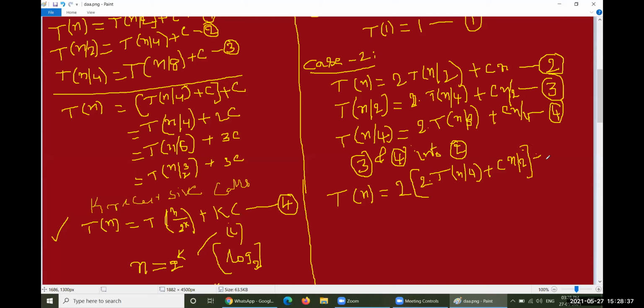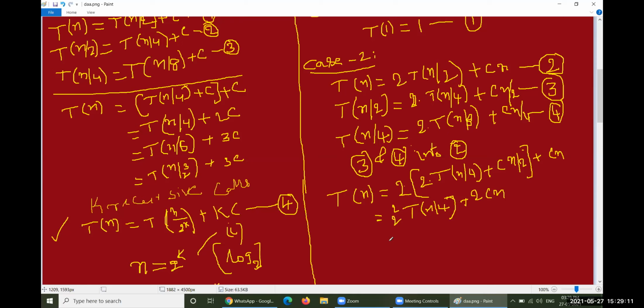plus Cn. Then that could be equal to 2 into 2 square, otherwise 4, you can write anything, otherwise 2 square, or otherwise 2 power 4 actually you could write. So T of n by 4 plus, this 2 and this 2 will get cancelled. So therefore Cn plus Cn, 2 into Cn.